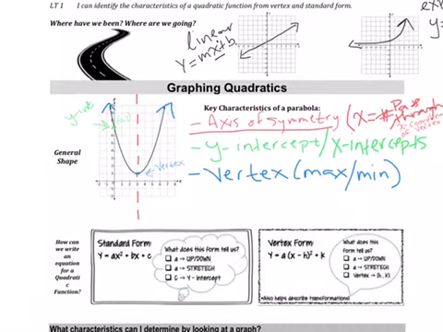So this is cool. We got a little bit of color going on. Should make you want to look at your notes a little more, maybe. I hope. We'll see. All right.